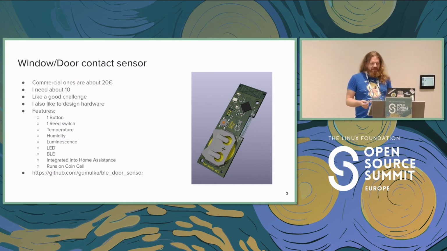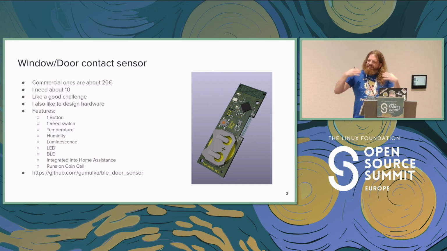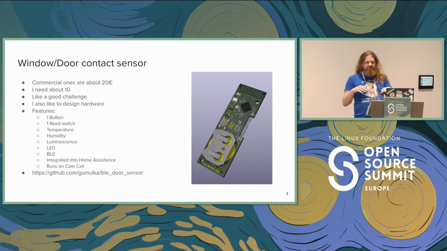What features do I need? I want to have a button, because why not? Maybe I want to use it for something else. I need a reed switch, because I need to see if the window is open or closed. Just put a magnet on there, and the reed switch would tell me. If you're doing room control with humidity and temperature, put a temperature sensor in there, it could not matter. And if I'm doing it now, I also wanted to put a luminosity sensor in there, because I want to see how bright or dark the room is. I could maybe also use it for lighting control and switch on the lights if it gets dark in the evening. An LED, because every good project needs an LED.